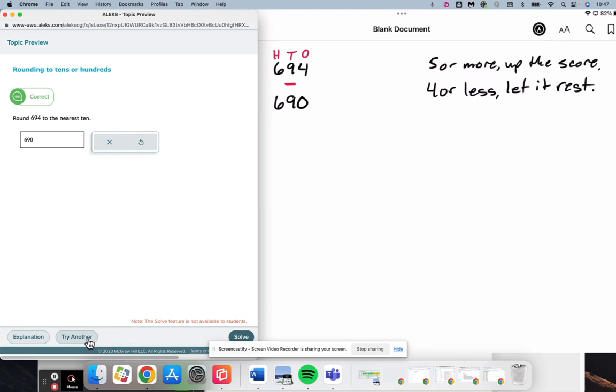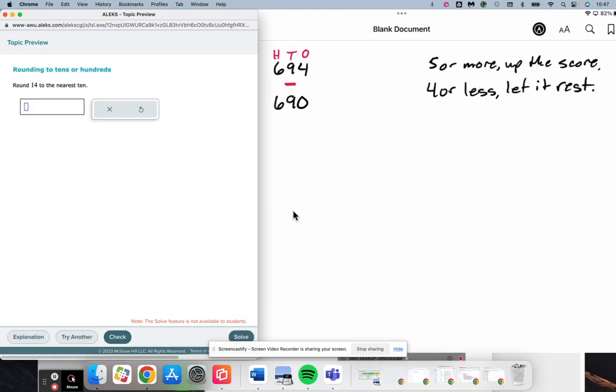All right. We're going to try another. 14 to the nearest 10. We have our ones place and our tens place. We're rounding to the tens place, so we need to look at the number after the 1 there and say, is that 5 or more, or is it 4 or less? And the number after the tens place is 4 or less, so we let it rest. That's going to make that a 10.